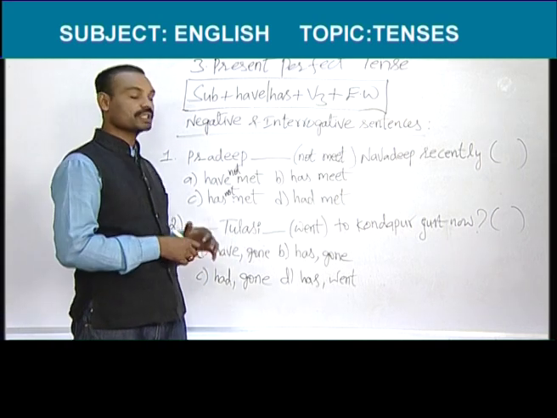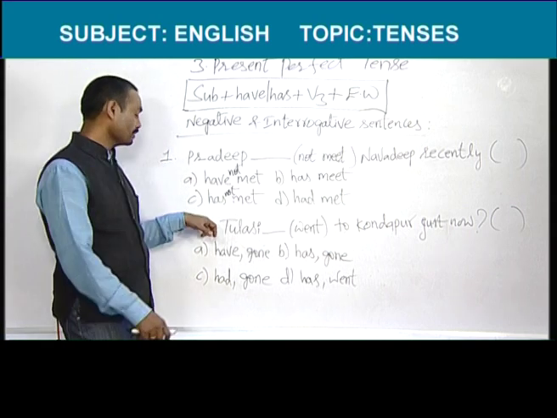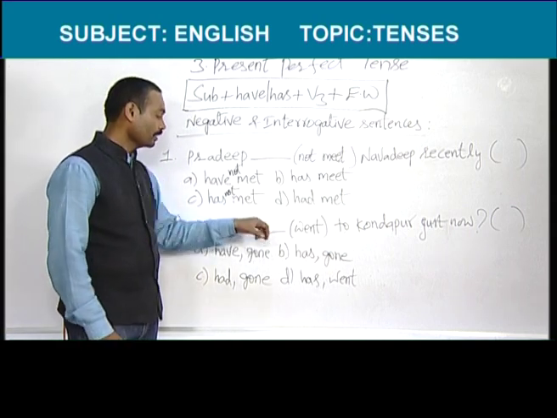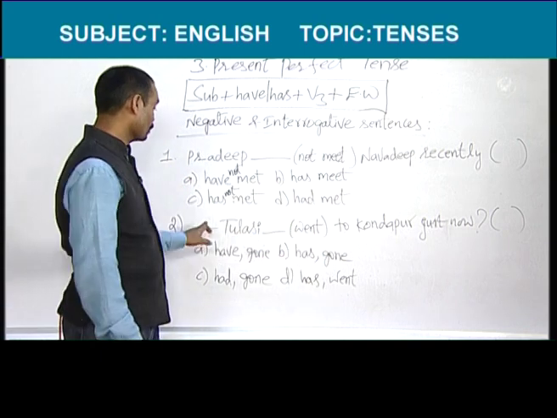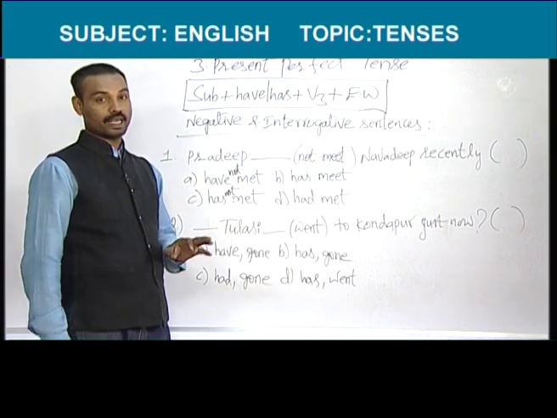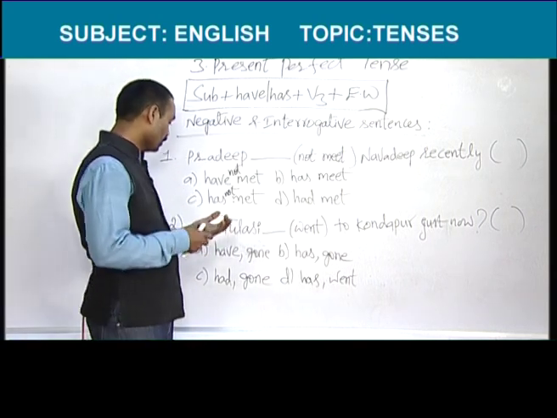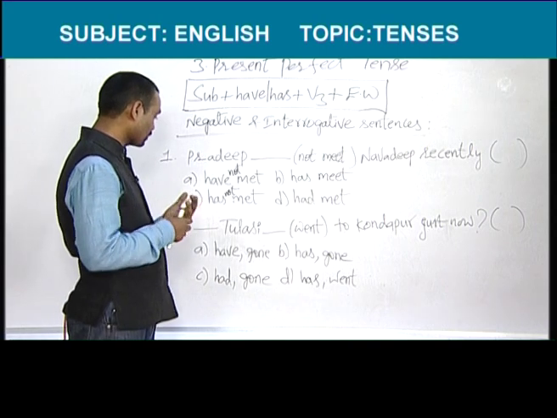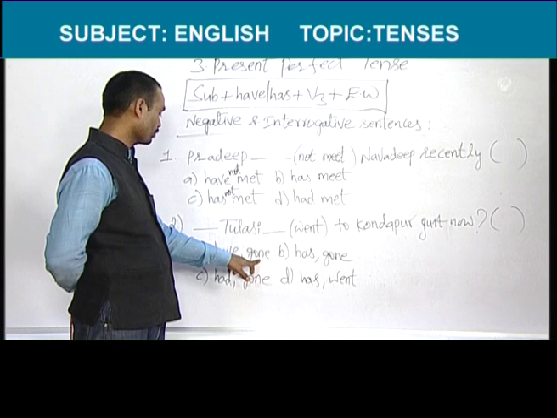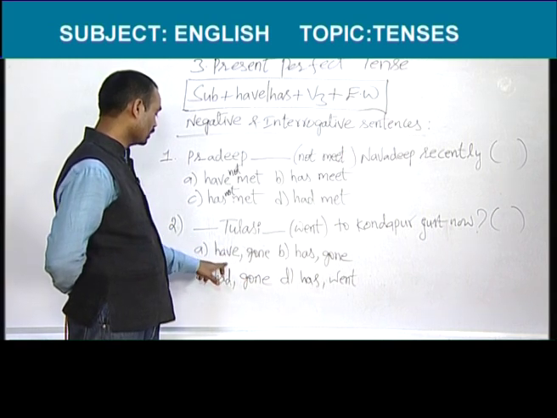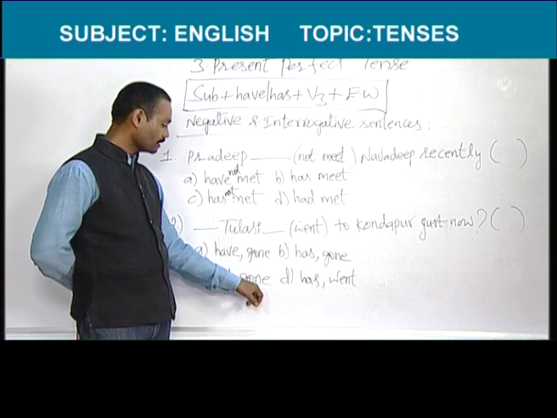So, here subject is Tulasi. Tulasi means a singular subject. Singular means has. Next, here V2 is there. No, V3 should be there. So, has plus V3, gone. So, where can we find out has plus gone? Have, wrong, gone is correct, main verb is right, helping verb is wrong. Let us see here, had, wrong, we should not use, gone is right.